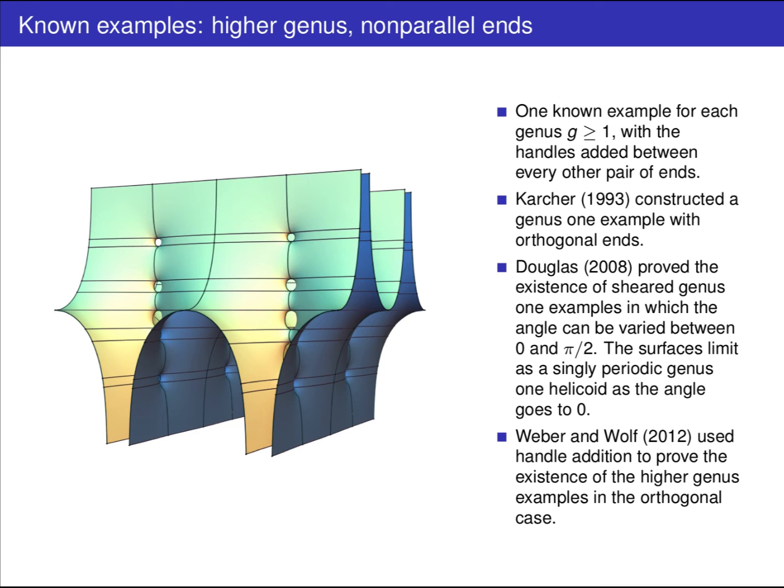Weber and Wolf in 2012 used handle addition to prove the existence of the higher genus examples in the orthogonal case. So those higher genus examples, as the angle varies between 0 and 2 pi and goes to 0, we conjecture that the genus G example would then converge to a genus G helicoid.